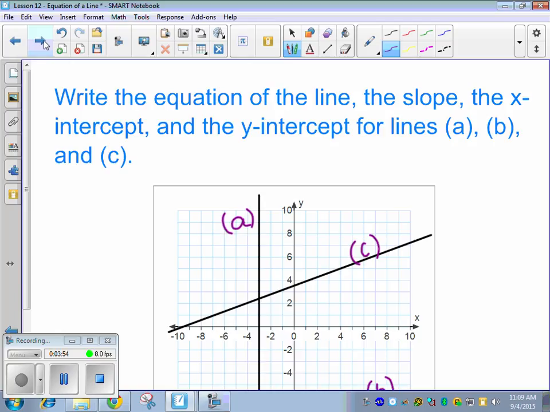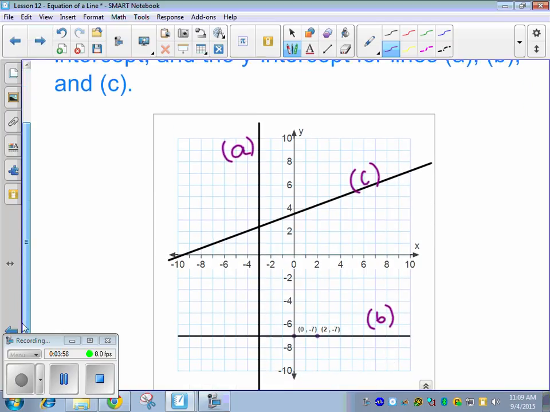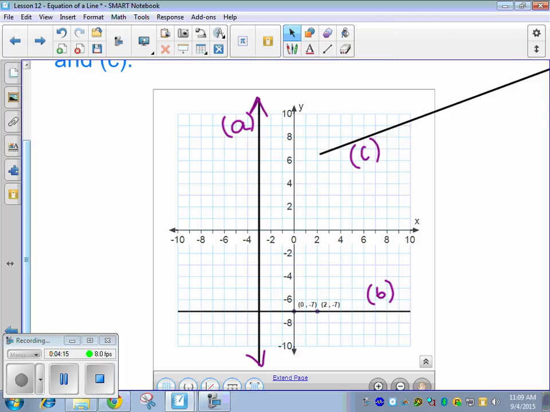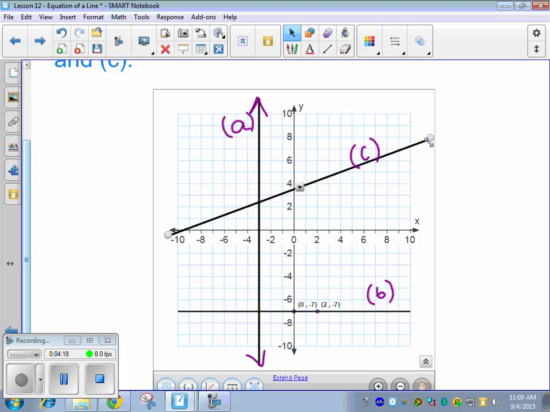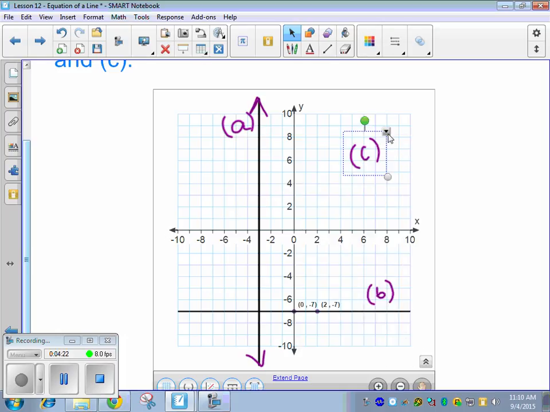Okay. All right. Write the equation of the line, the slope, the x-intercept, and the y-intercept for lines A, B, and C. So if you guys could just sketch line A. So we're going to start with line A, which is this line that cuts through the x-axis right here. So sketch that line. And we're actually not going to do C. I'm going to just get rid of C because I don't want to do C. We're going to do it on the next one. Don't you worry. All right, so we'll start with A.